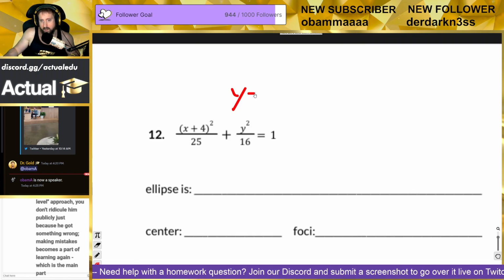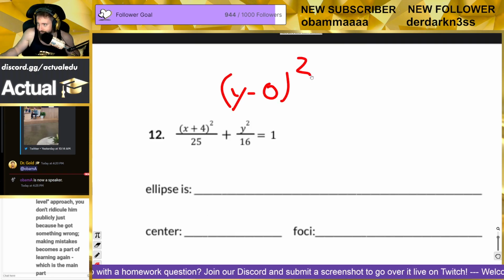Okay, that's the same thing as y minus 0 squared. That just means the y coordinate of your center is 0. That's all it means.